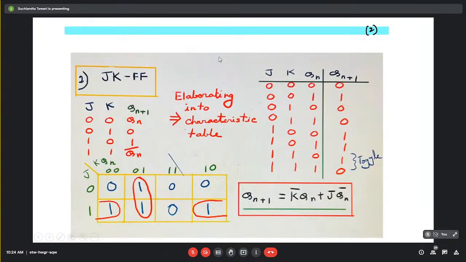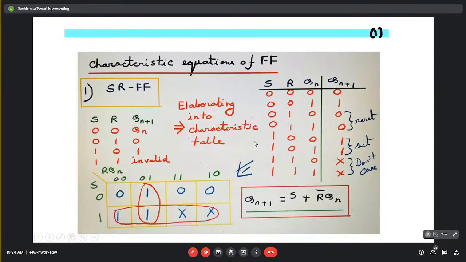Now if we go on establishing or determining the characteristics equation of JK flip-flop, we will see here. We will break down this JK characteristic table into this one. For 0, 0 memory condition, this will remain 0 and this will remain 1 until this. For these three conditions here, actually the six conditions, it will remain the same as the SR flip-flop.